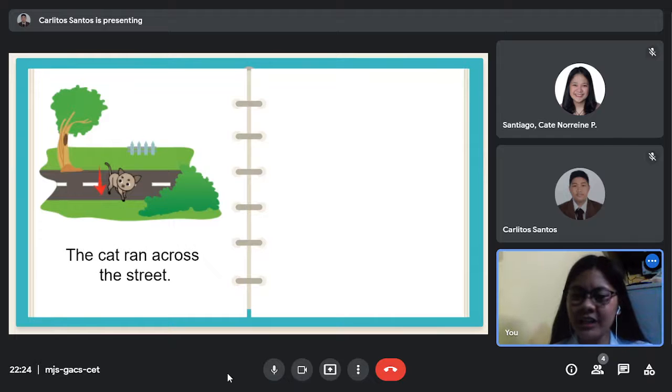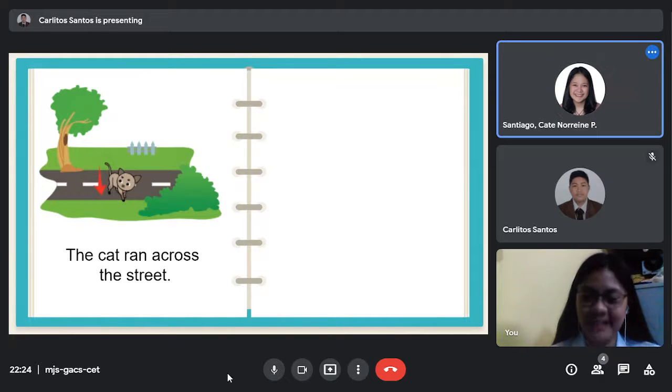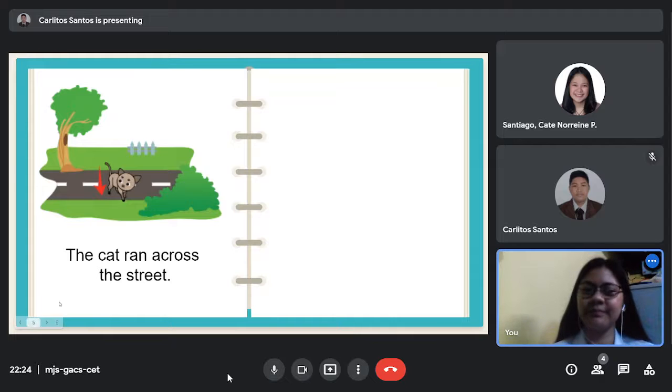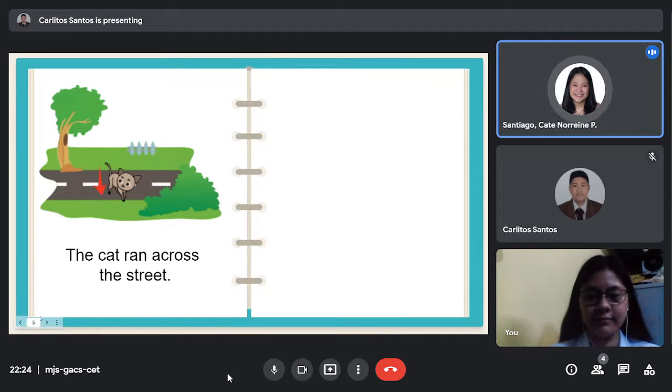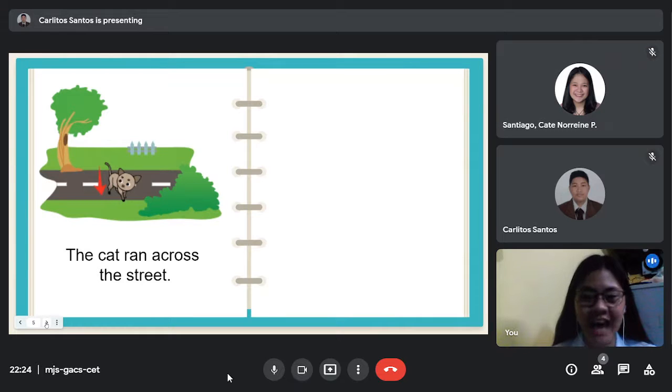What do you think? Can someone read the presented picture and the sentence of it? Can I, ma'am? Yes, go ahead, Miss Kate. The cat ran across the street. Thank you. We have here the cat ran across the street. Then let's have the next picture.